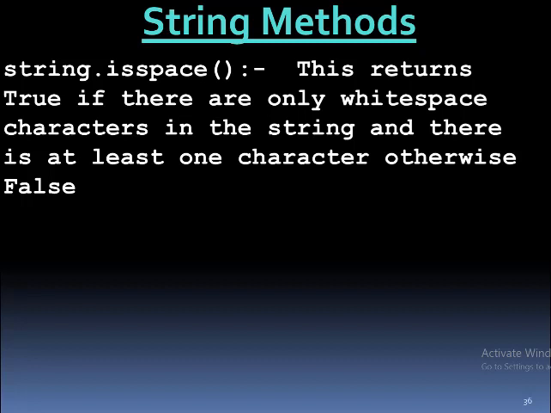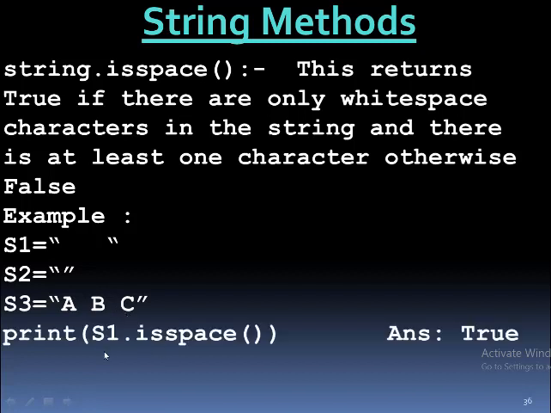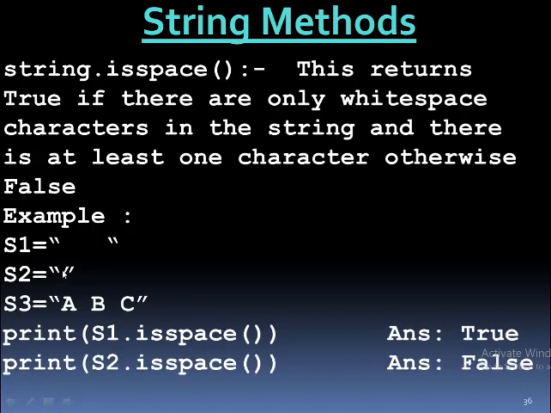Next is isSpace. So it will check for space. If there are only spaces in the given string, it will return true. If there are other characters, it will return false. For example, if this is the string, this is another string, this is a third string. If you write s1.isSpace, it consists of only spaces. So for this s1, isSpace will return true.